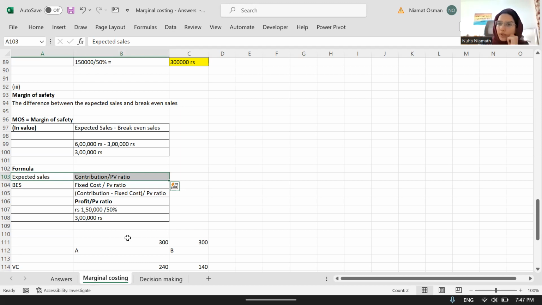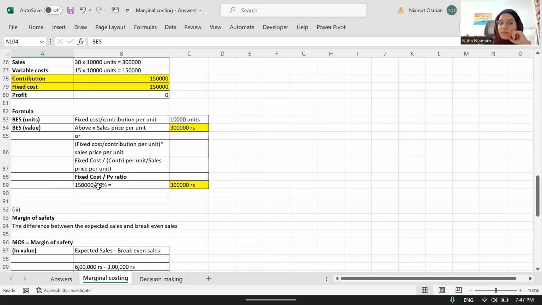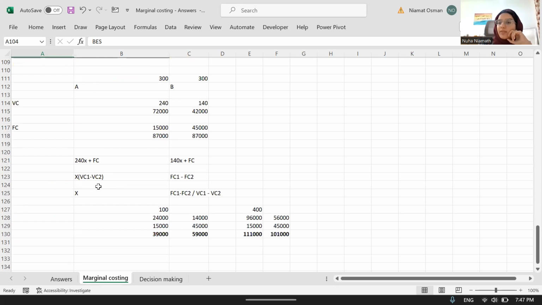Thank you, Atira. Okay. So everybody's clear with this formula. Now coming to break-even sales. What did we see above? What was the break-even sales formula? What is the break-even sales formula? If I need break-even sales in value, what did we do? Fixed cost by PV ratio.